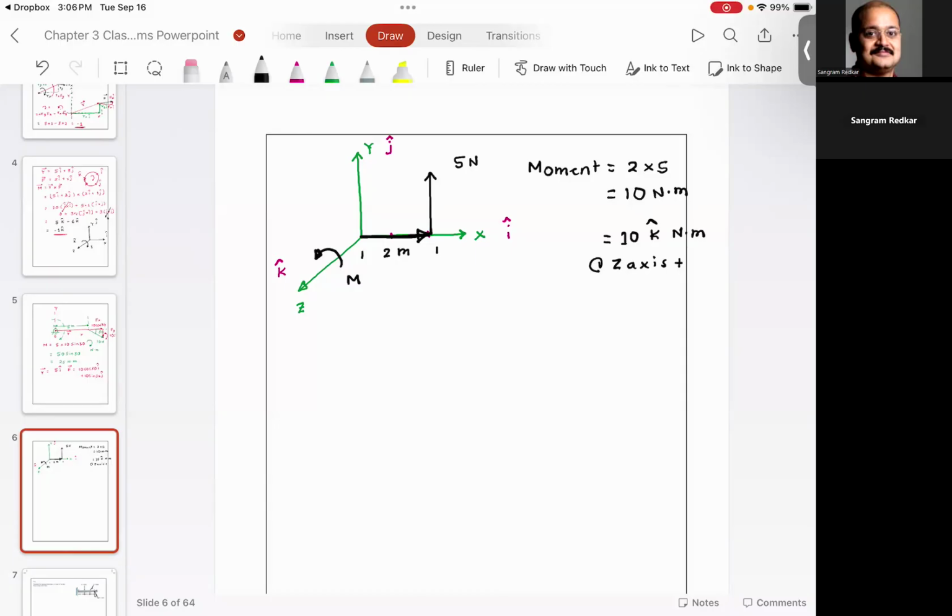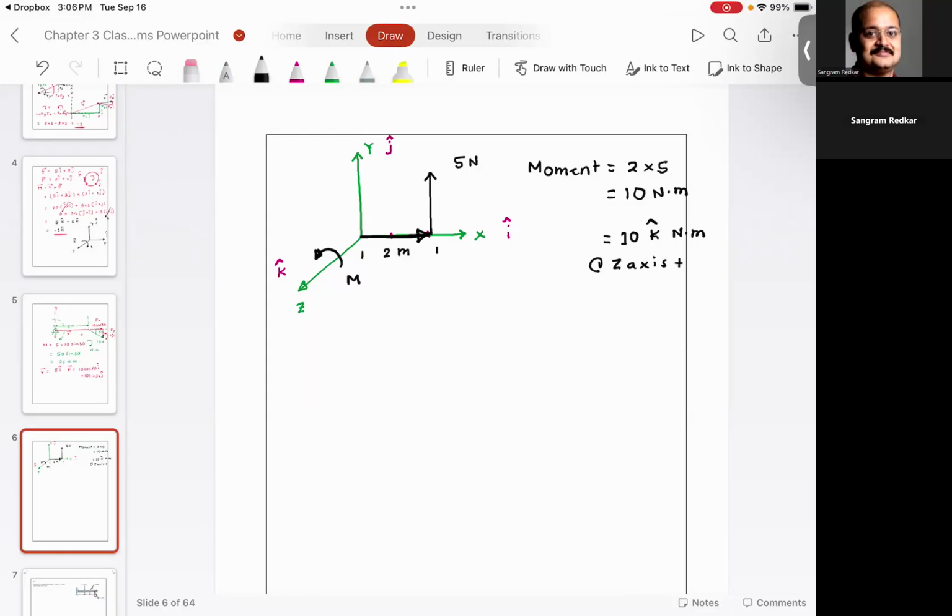This is a very important observation. The force is in y direction, and the distance is in x direction, but the resultant of these two, the moment, is in the z direction. And this is the classic definition of cross product. When you have a vector cross with another vector, the resultant is about the third axis. So I want you to remember this.